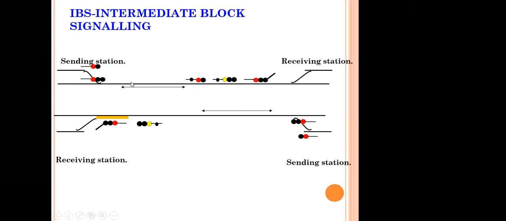Now, how to deal with a train in this part? In this part, I have to deal with a train, and first I need to install an advanced starter here.